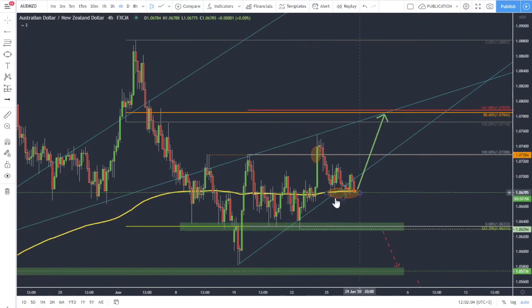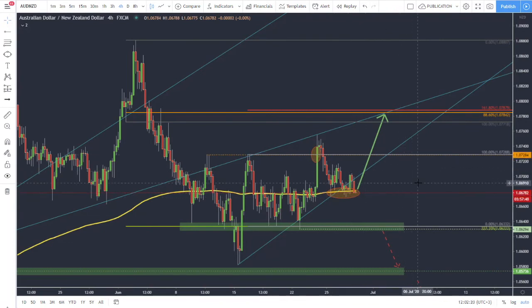But for now, it seems that price is getting ready to produce yet another wave to the upside, although the consolidation can be extended further and price might be stuck yet again between the current price and this resistance at 1.0728.